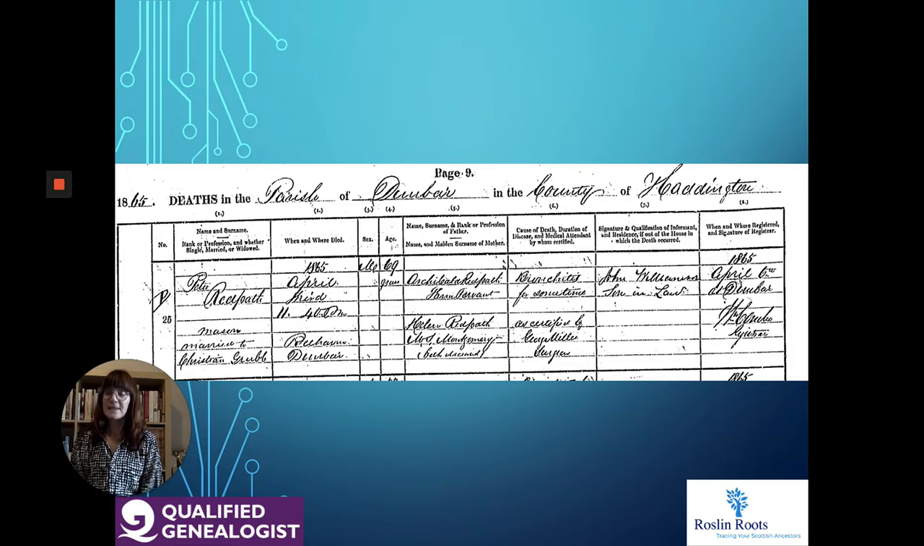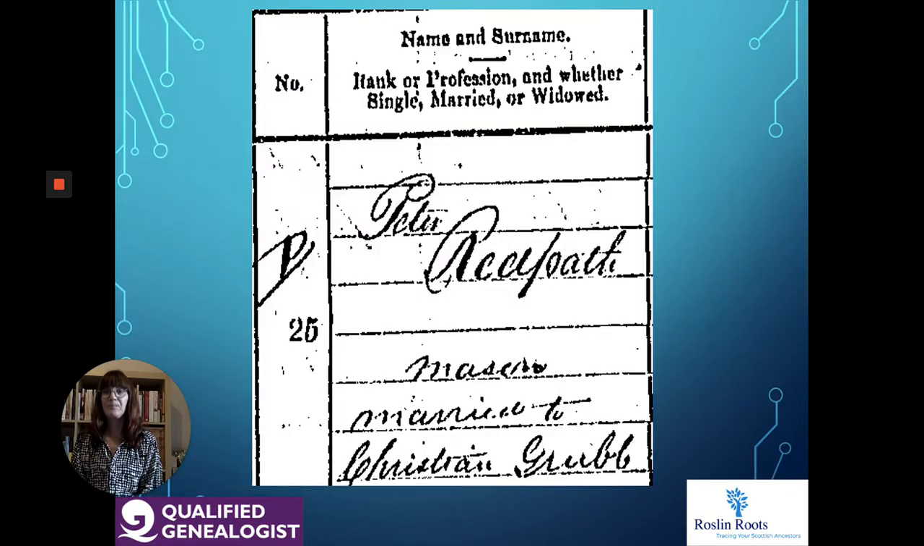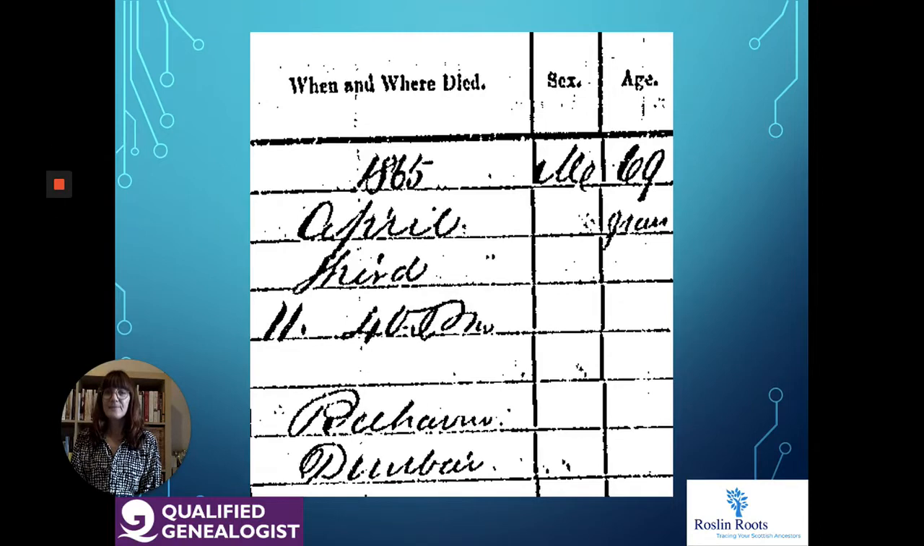So let's look at the death certificate of Peter Redpath, a relative of mine who died in 1865 as an example. So we can see that Peter here was a mason and he was married to Christian Grubb at the time of his death. Christian was probably alive at the time of his death because it doesn't say that she was deceased. He died on the 3rd of April 1865 at Belhaven, Dunbar.